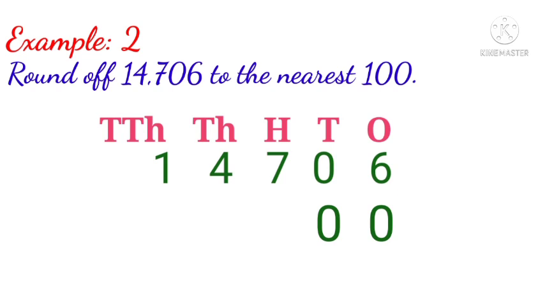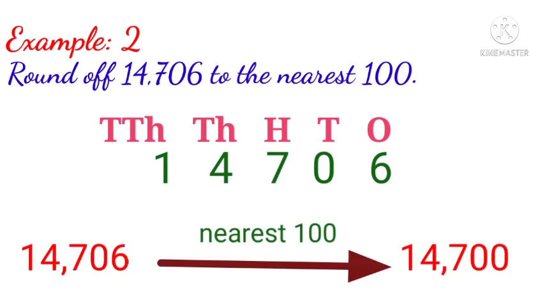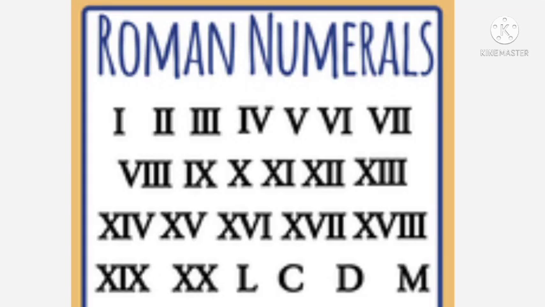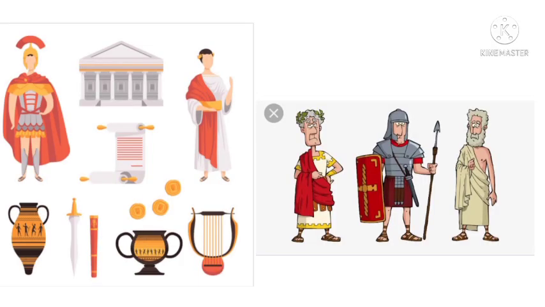When we round off 14,706 to the nearest hundred, we get 14,700. The next topic is Roman numerals. The ancient Roman civilization had developed their own way of writing numbers using certain symbols called Roman numerals.